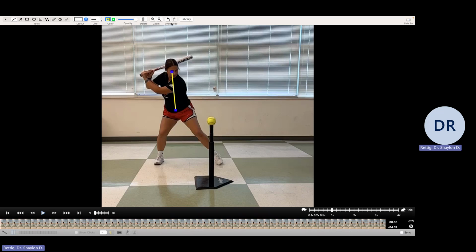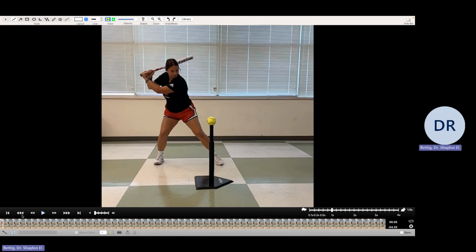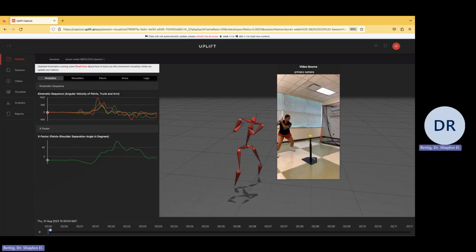Next is dead hands, just how much your hands move during the motion. I'm going to come out of this real quick. Go to your 3D here. What I'm looking to see is if your hands separate at all. There might be a little bit there.